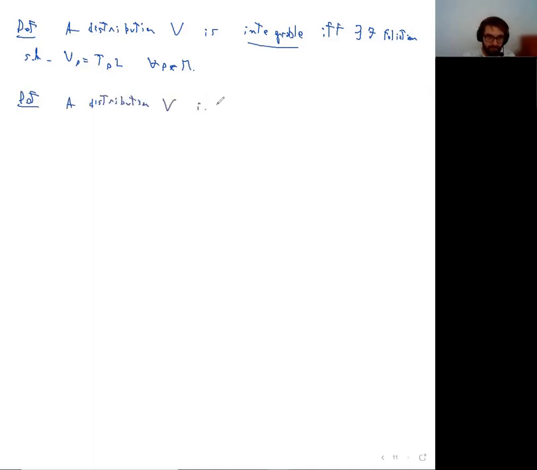Then you have another definition for a distribution. A distribution V is involutive if and only if for every v and w in V, also the Lie bracket [v, w] is in V. Okay, and one direction is obvious. So if you have something that is integrable, then this is automatically involutive. Why? Because remember that if you're integrable, you're basically just a tangent space at every point. So if you have a vector field on a manifold and another vector field on a manifold, the Lie bracket is again a vector field on that manifold. So this gives involutivity.